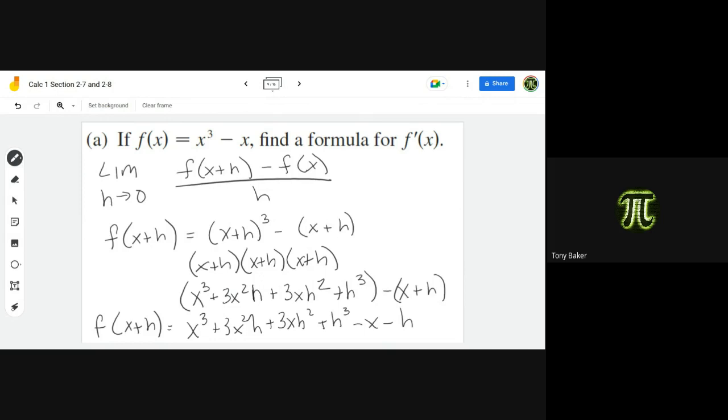Go over how to FOIL? So how to FOIL, but not how to FOIL. Got it. No, I'm just kidding. It's fine.